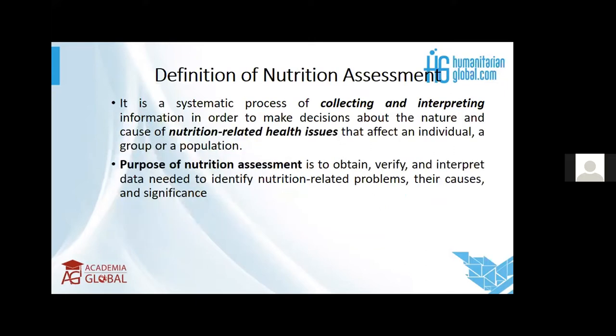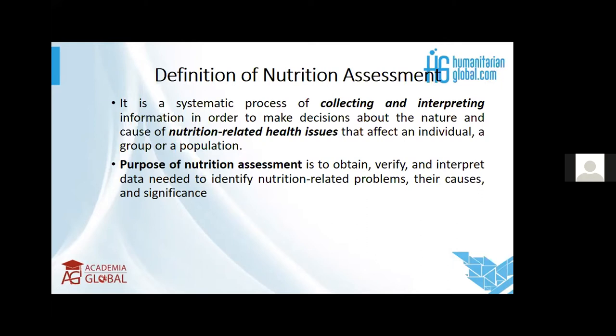If somebody asks you to define it, you will be able to tell them that it is the first step of the nutrition care process. This step involves the collection and interpretation of information, which will enable us to make decisions about the nature and the cause of the nutrition-related health issue that affects the individual, a group, or a population. So in nutrition assessment, the key thing is that we are collecting and interpreting information.